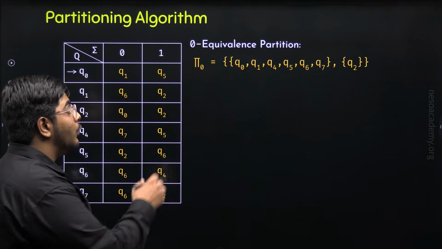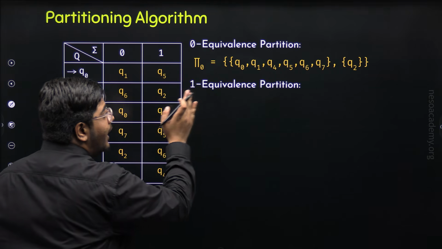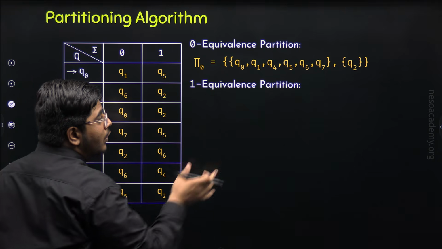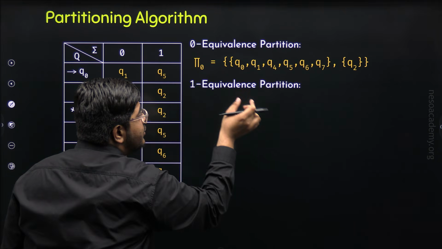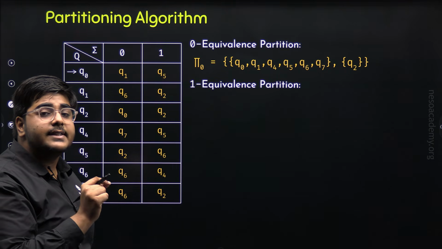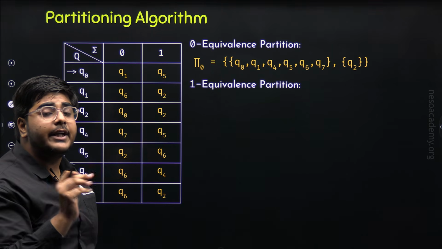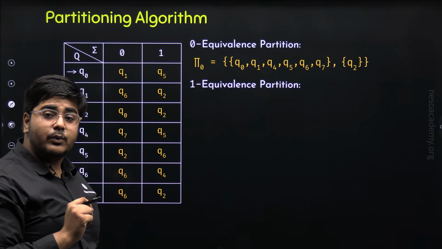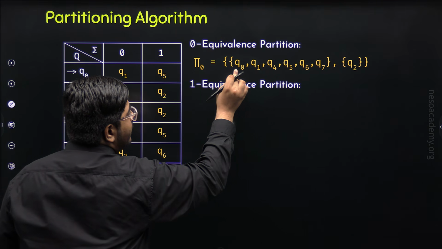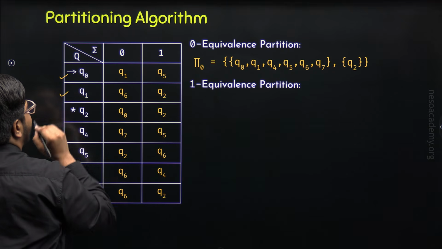So let's start with 1 equivalence partition. While calculating 1 equivalence partition, we need to consider 0 equivalence partition. For each partition, we need to check each pair of states. If the states are equivalent, we will place them under the same partition. But if they are distinguishable, we will separate them into a different partition in 1 equivalence partition. So let's start with our first pair of states, which is Q0 and Q1. So we are taking Q0 and Q1.